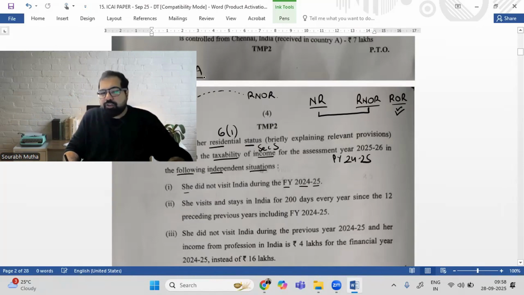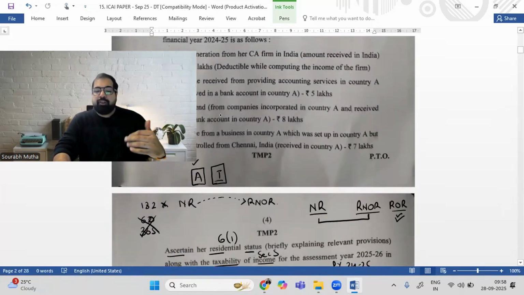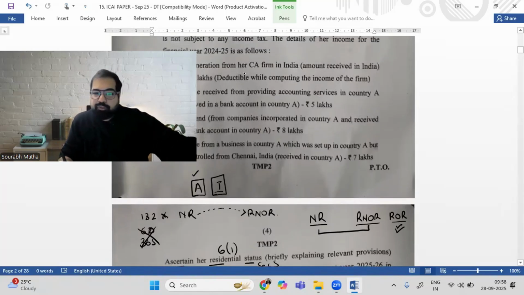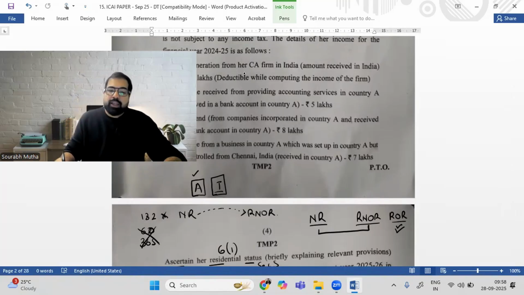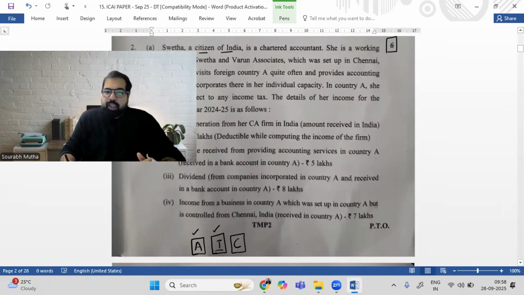The first condition is she should be an Indian citizen; this deemed resident part is applicable only to an Indian citizen. Is she an Indian citizen? Yes. The second is her Indian income should be more than 15 lakhs. Let's see her Indian income. Is it actually more than 15 lakh? When you see this Indian income, we have to look at the dear plus one income. Remuneration from a CA firm in India, amount received in India is 16 lakhs. So is this an Indian income? Yes. I'm not even reading ahead because she is earning more than 15 lakhs. And the last condition is she should not be taxed in any country as a resident. Let's see. So she's a chartered accountant. She's working as a partner in Shweta and Varun Associates, which was set up in Chennai.